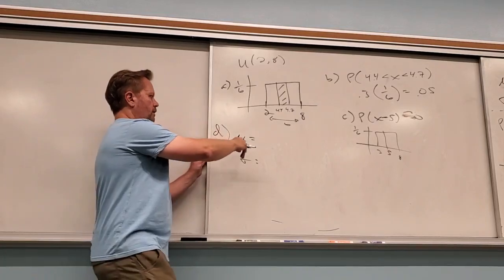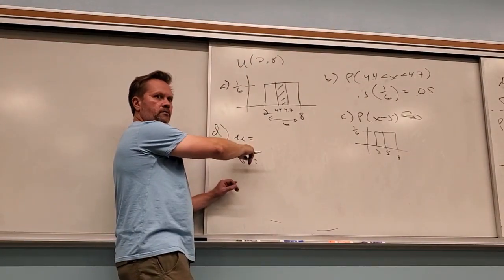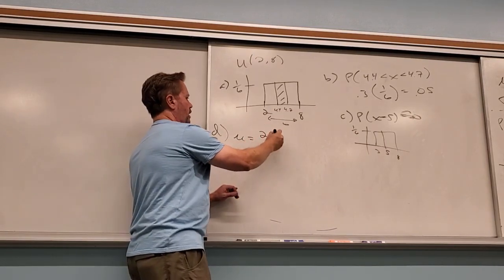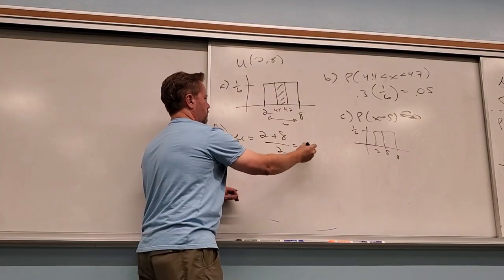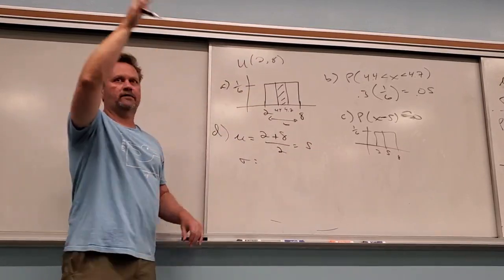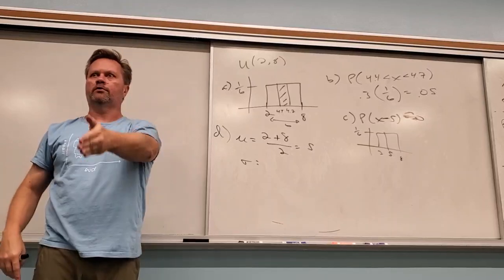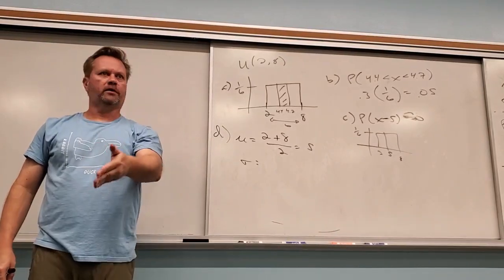What's the formula for the mean of a uniform distribution again? It'll be A plus B over 2. So the mean is 5, it makes sense, 5 is right in the middle. Since it's evenly distributed, the mean is just the number in the middle, because that'll cut it perfectly in half, right?